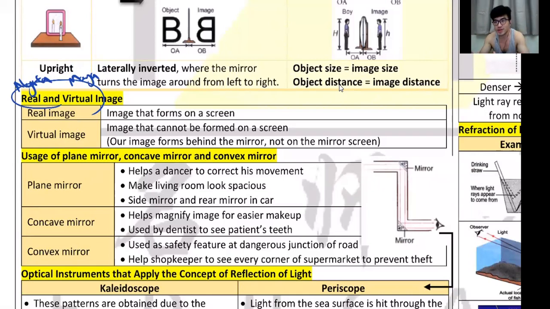There's no image on the mirror. No image on the screen. We call it virtual. That's the best way I can explain it. Okay, so real means got image on the screen. Virtual means don't have. Like when you go and watch a movie, if there's something on the screen, that's real.